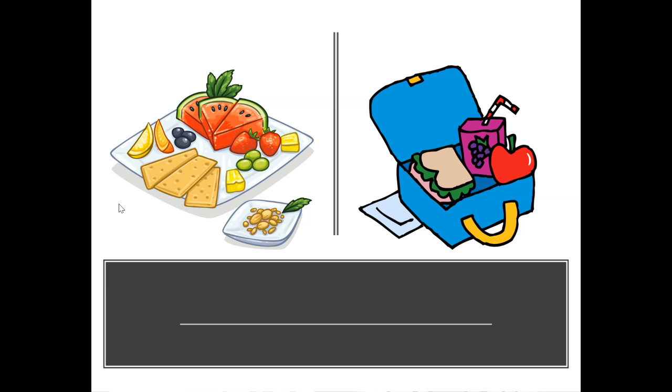Well, in the first picture, I notice some crackers, nuts, and fruit. In the second picture, I notice a lunch. It looks like a school lunchbox with juice, fruit, and a sandwich. So, how are these 2 pictures the same? They both, well, they both show food.